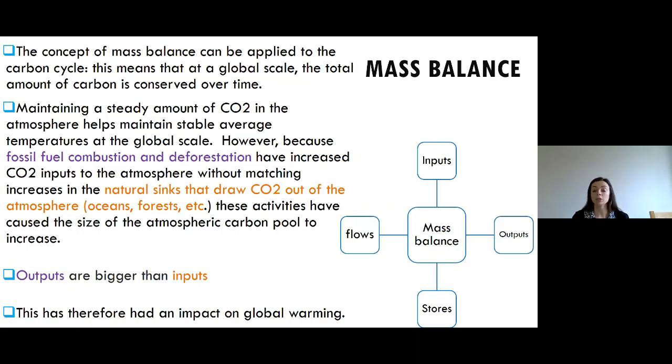You will say usually the carbon storage of the atmosphere will be 600 gigatons, but due to fossil fuel combustion and deforestation, this has increased to 800 gigatons. Okay, so unfortunately, the outputs are bigger than inputs in the carbon cycle due to anthropogenic activity, and this has therefore had an impact on global warming.